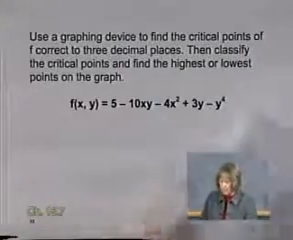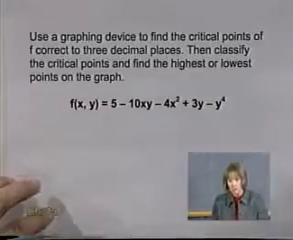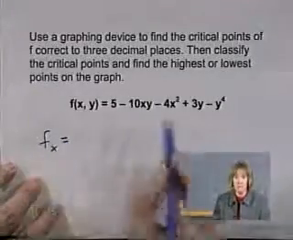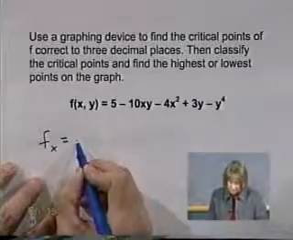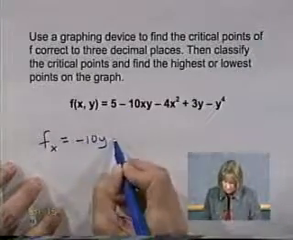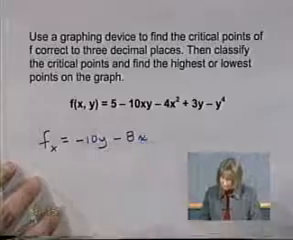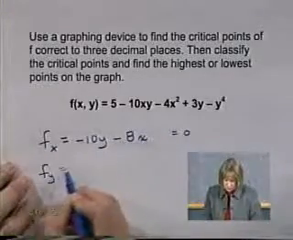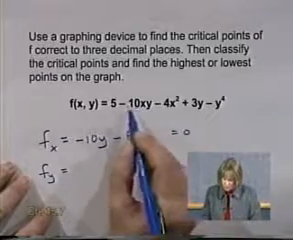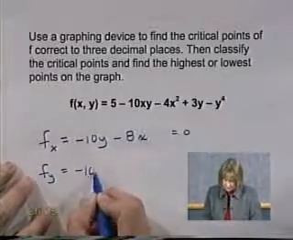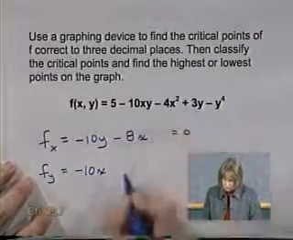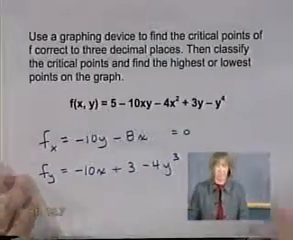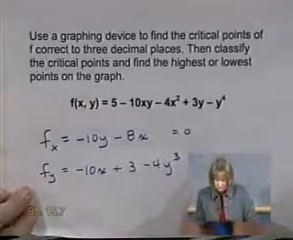So first of all, as always, we've got to find our partials. What's the partial with respect to x? If I differentiate this with respect to x, I get minus 10y minus 8x. Okay, and we need that to equal 0. And the partial with respect to y, taking this with respect to y, we're going to get minus 10x plus 3 minus 4y cubed. Okay, and we need that to equal 0 also.